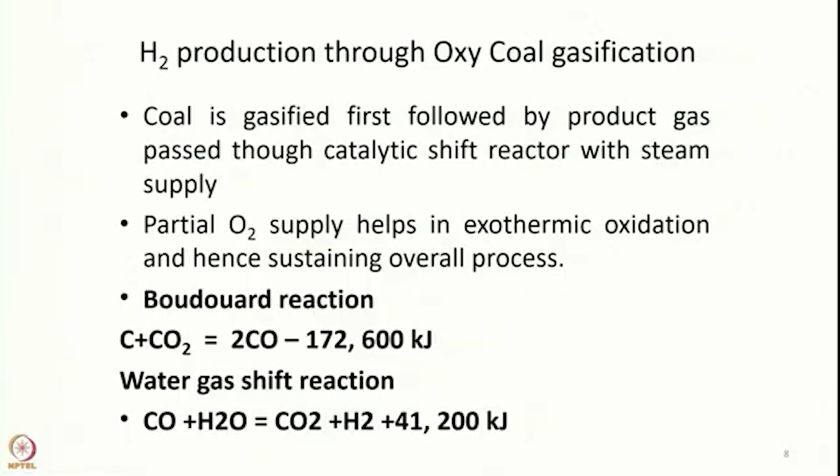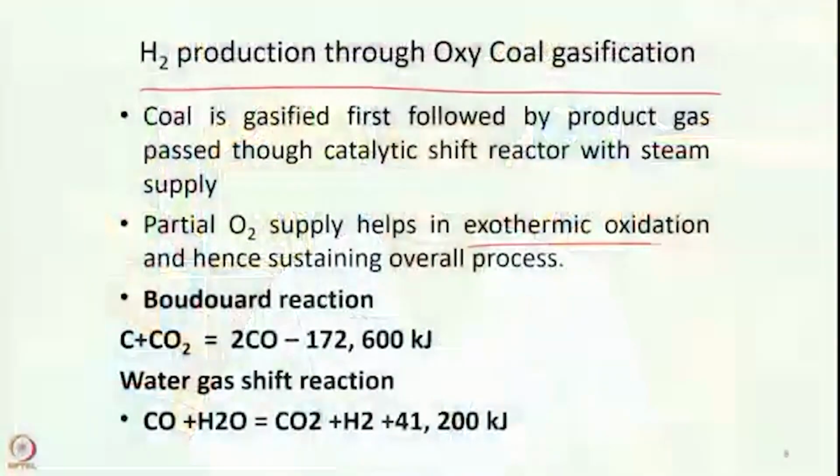Now hydrogen production through coal gasification. Coal is gasified first, followed by the product gas passing through a catalytic shift reactor with steam supply. Partial oxygen supply helps in exothermic oxidation and hence sustains the overall process. This is similar to biomass gasification, where the volatile gas reacting with oxygen, through exothermic volatile combustion, sustained the endothermic reduction as well as the endothermic pyrolysis and the drying process. But here the solid fuel, that is the carbon itself, is undergoing oxidation.